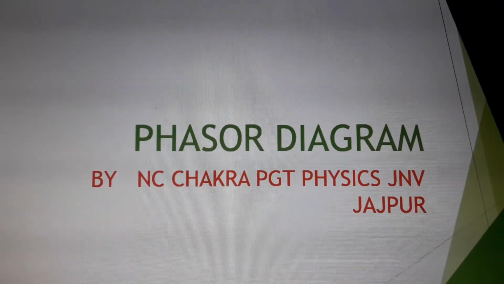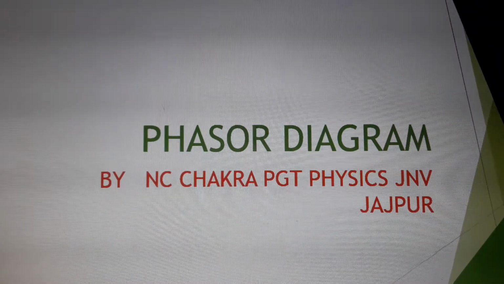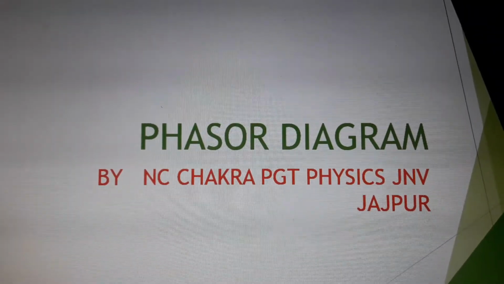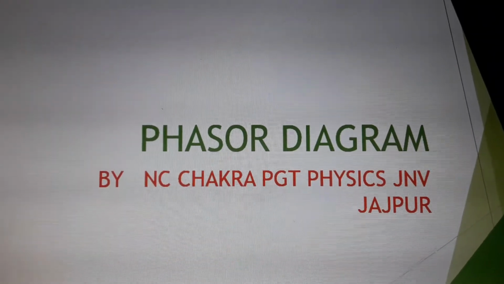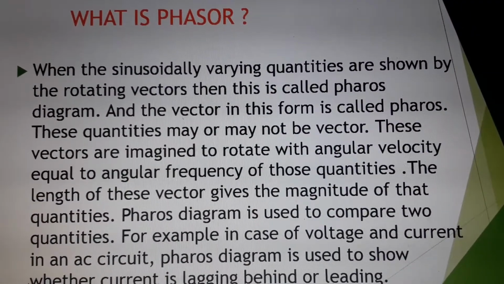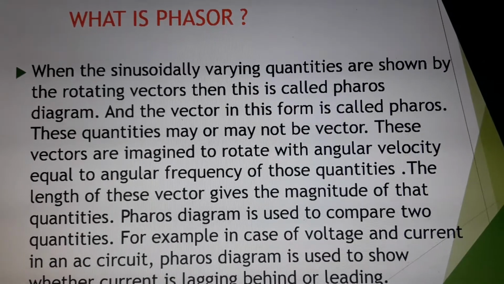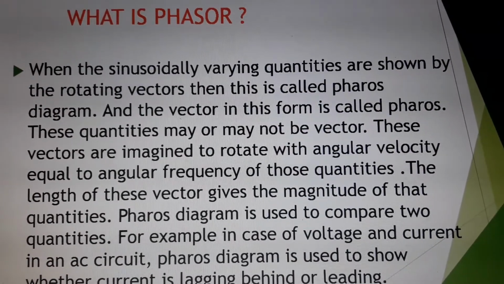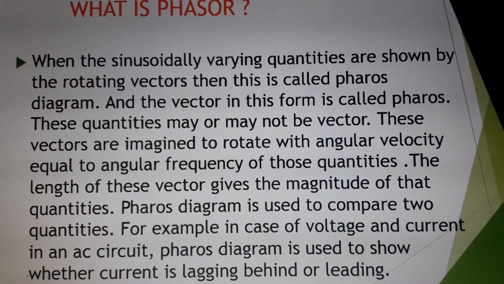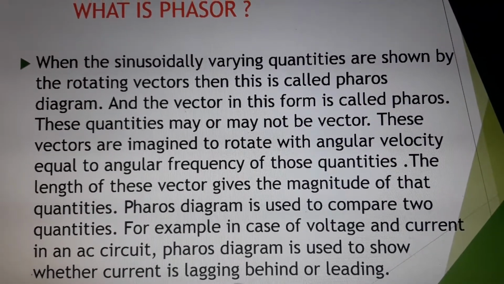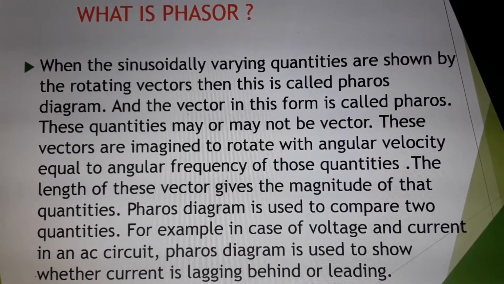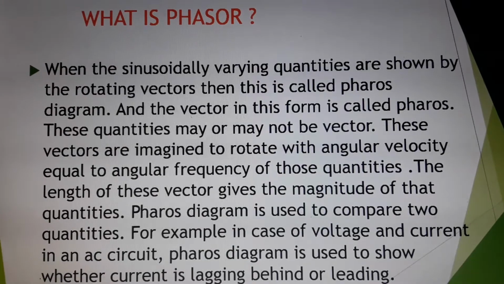Today we will discuss the phasor diagram, which is used in AC to describe the voltage and current. So let us discuss what a phasor diagram or a phasor is. When sinusoidally varying quantities are shown by rotating vectors, we take the phasor as a rotating vector. Then this is called a phasor, and the diagram is known as a phasor diagram. The vector in this form is called a phasor. The quantity may or may not be a vector.